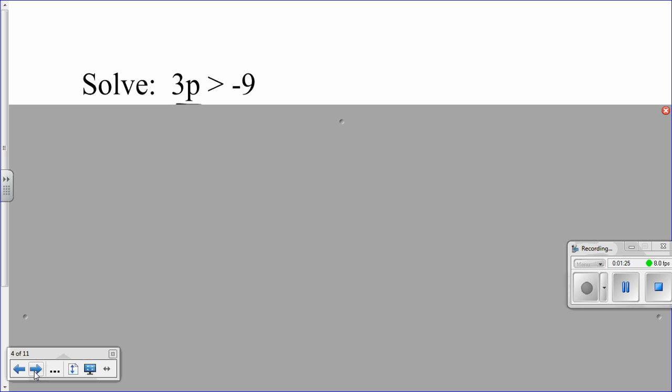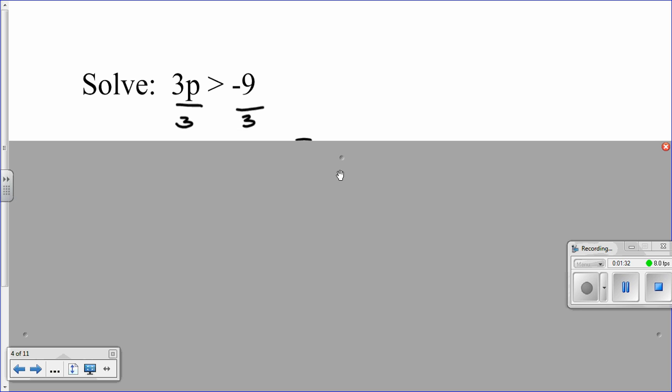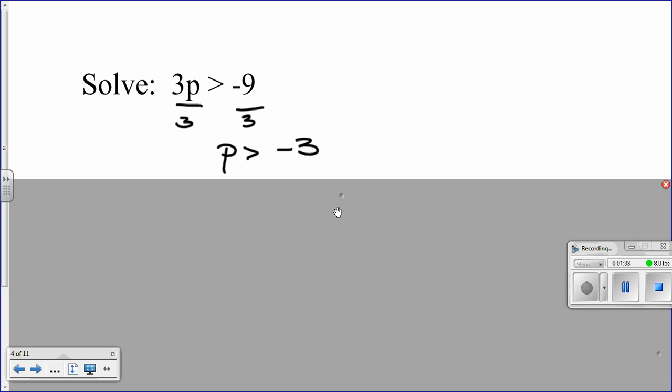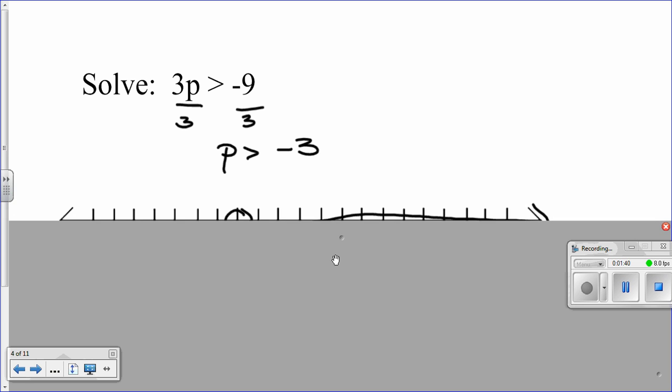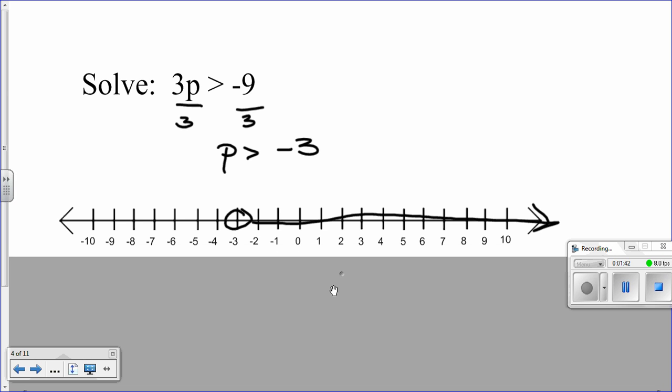Next we have 3 times P is greater than -9. We're going to divide each side by 3. We want to get P by itself, just like we did with our equations. And we have P is greater than -3. Open circle at -3. And we're going to shade over to the right on this one.